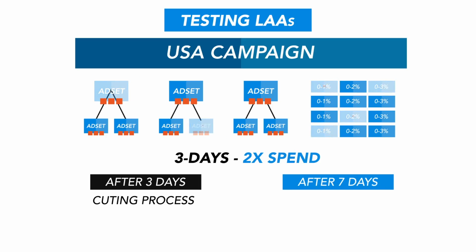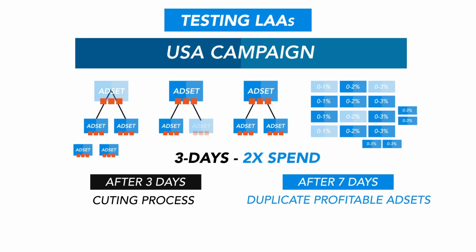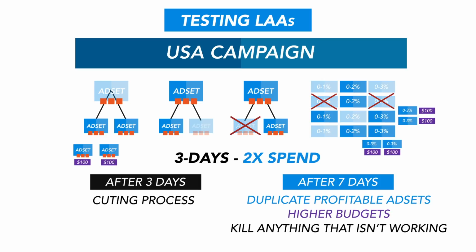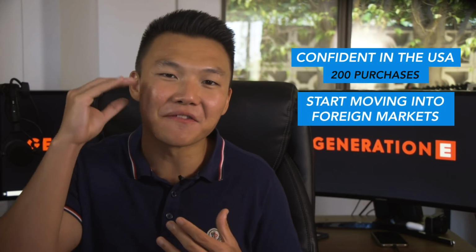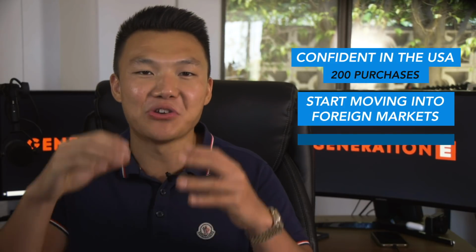And on a 7-day view, you can duplicate the profitable ad sets with higher budgets and kill anything that isn't working. Once you feel confident in the United States, which means you've recorded around 200 purchases on Ad Manager, remember, not Shopify, Ad Manager, at this point, you can start moving into foreign markets by creating new campaigns.